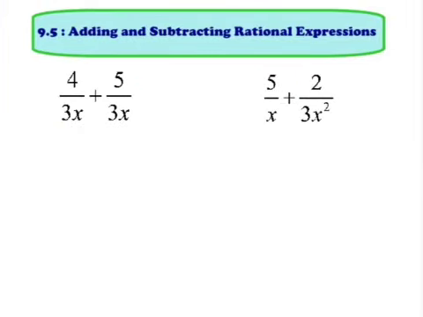This is lesson 9.5. We're going to talk today about adding and subtracting rational expressions. When we add and subtract rational expressions, we want to remember the rules for adding and subtracting fractions. In other words, we need to have a common denominator.